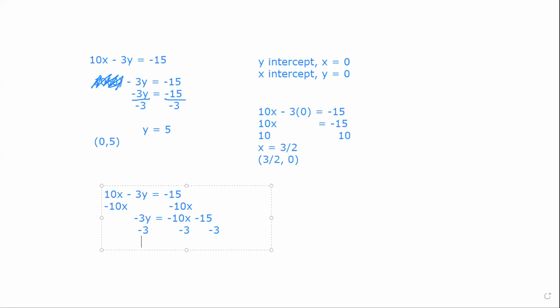There's your 10/3. y equals 10 over 3x plus 5. So our y-intercept is (0, 5). The x-intercept we had was (3 over 2, 0), or (1.5, 0). And our slope was 10 over 3.